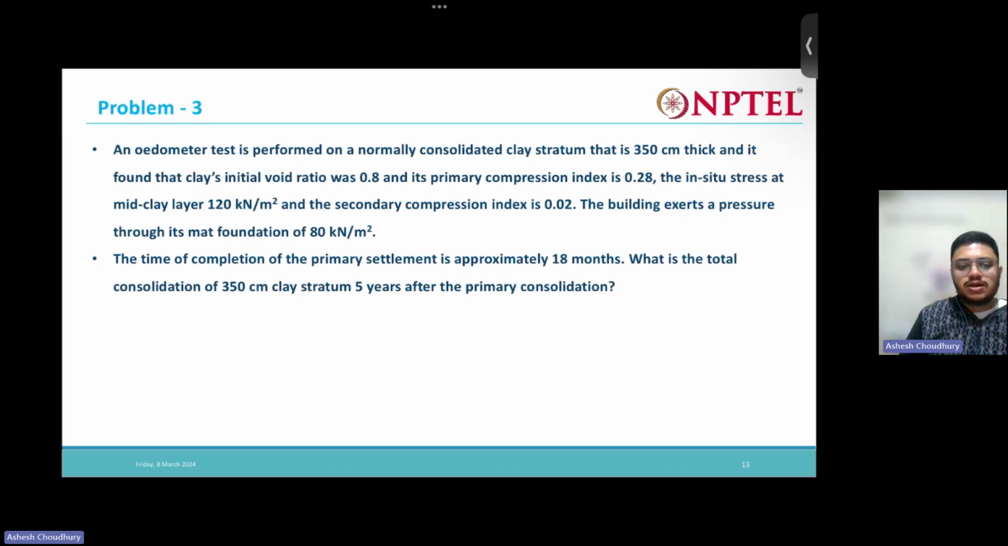So in 18 months we are getting primary consolidation complete, and after that 5 years some amount of secondary consolidation is going to occur, and so in total we are going to add that up and find out the required settlement after the mentioned period of time. Okay. So first let us find out the consolidation settlement. So what is the consolidation settlement? You already know that.